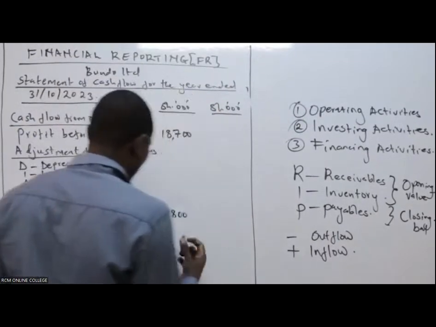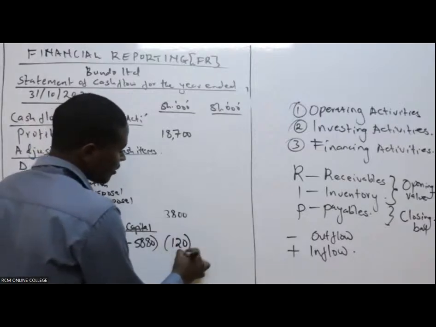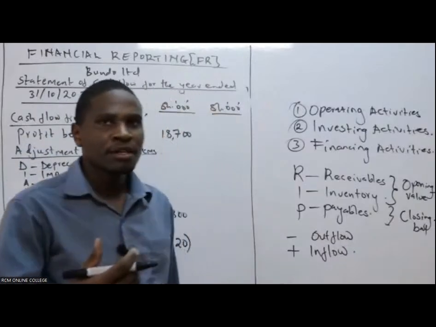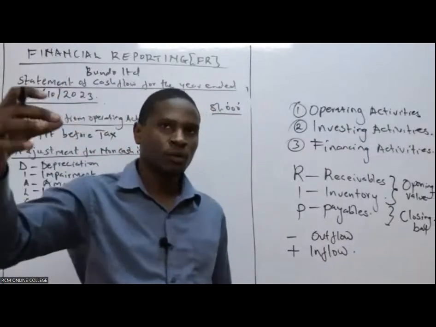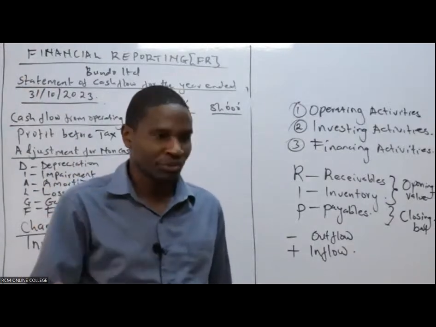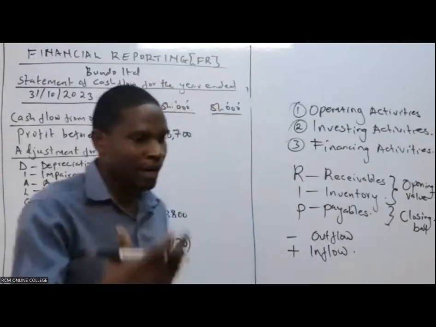Negative 20 napewa negative 120. So you just put it direct. So that means there was an outflow. What does that mean? It means in our cash we purchased more stock, and our cash reduced. Hiyo ndio inamaanisha. We purchased more stock, our cash reduced.